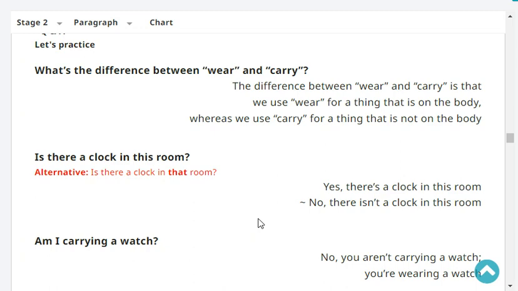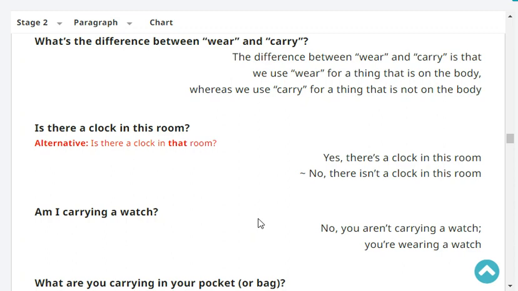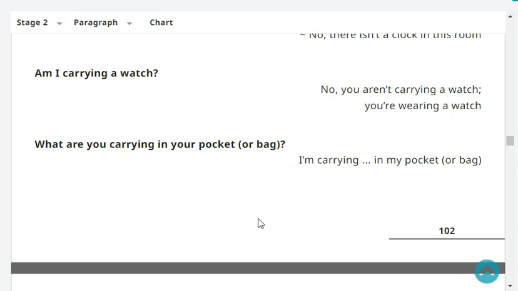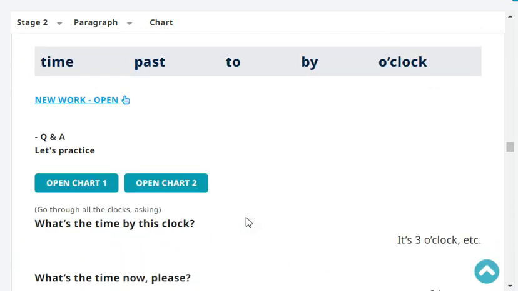Next, am I carrying a watch? No, you aren't carrying a watch. You're wearing a watch. Very good. What are you carrying in your pocket? I'm carrying a cell phone in my pocket. Very good. Okay, next.